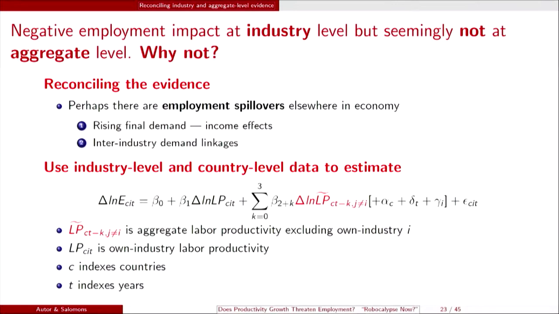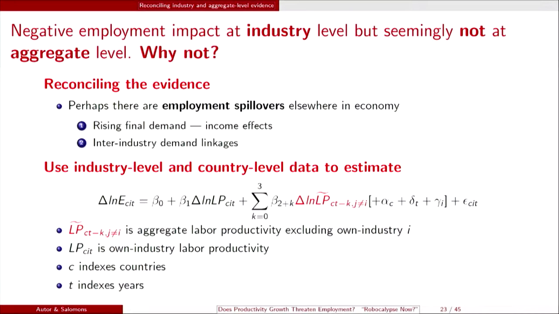So we're gonna use simultaneously industry level and country level data to estimate the relationship between employment in my industry, productivity growth in my industry, and simultaneous productivity growth everywhere else in the economy, the leave out productivity growth, to ask whether we see countervailing effects.